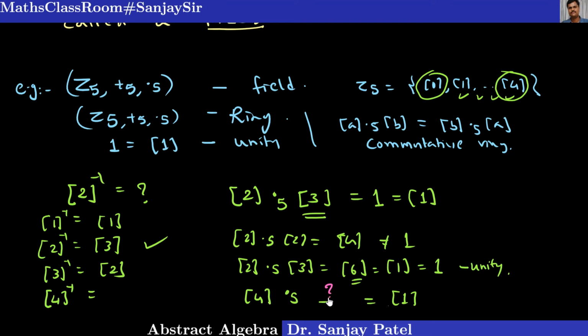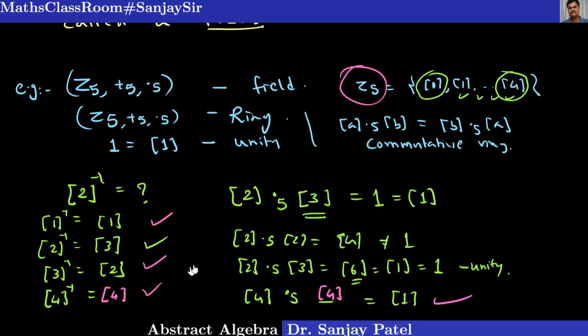If I keep 4 itself here, yes, then it satisfies the condition. So let me write this way: 4 into 4, 4 fours are 16, and 16 is congruent to 1 modulo 5. So 16 is equal to 1. So 4 inverse is 4 itself. Thus we have proved that every non-zero element in this ring Z5 has an inverse. 1 inverse is 1, 2 inverse is 3, 3 inverse is 2 and 4 is a self-inverse.